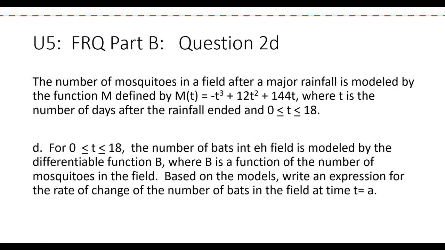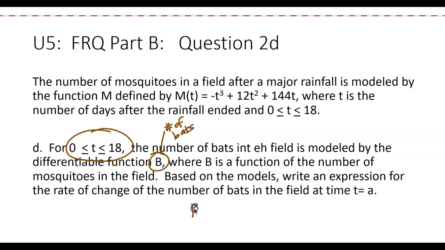All right, so for the time interval from 0 to 18, the number of bats in the field is modeled by the differentiable function b. So b is the number of bats. They tell us it's differentiable. It tells us that b is a function of the number of mosquitoes.